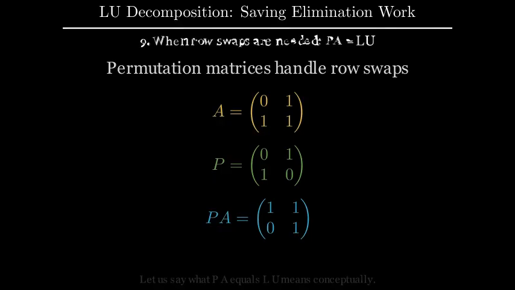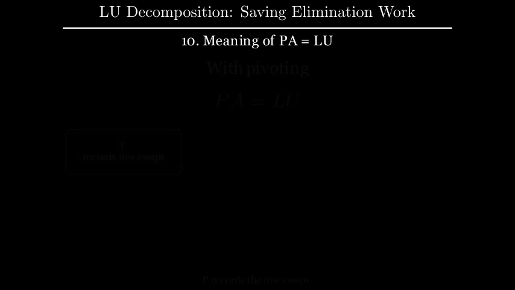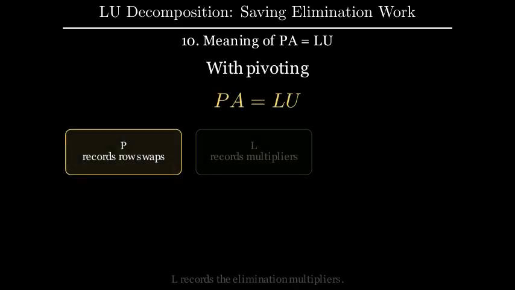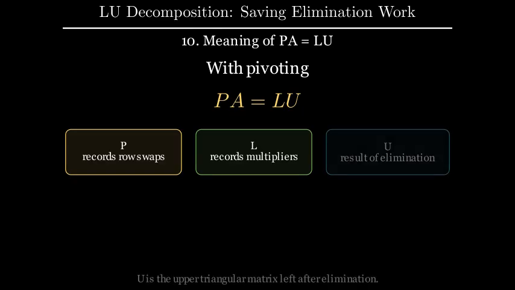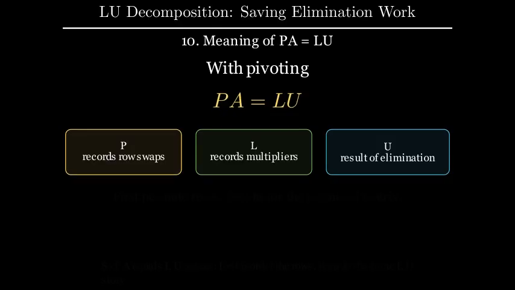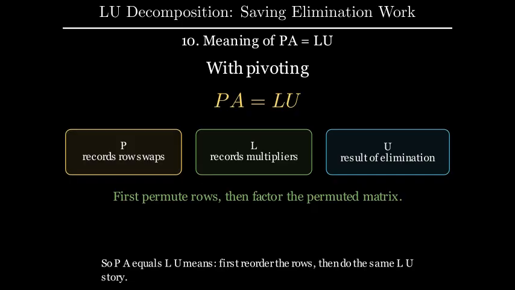Let us say what PA equals LU means conceptually. P records the row swaps. L records the elimination multipliers. U is the upper triangular matrix left after elimination. So PA equals LU means, first reorder the rows, then do the same LU story.